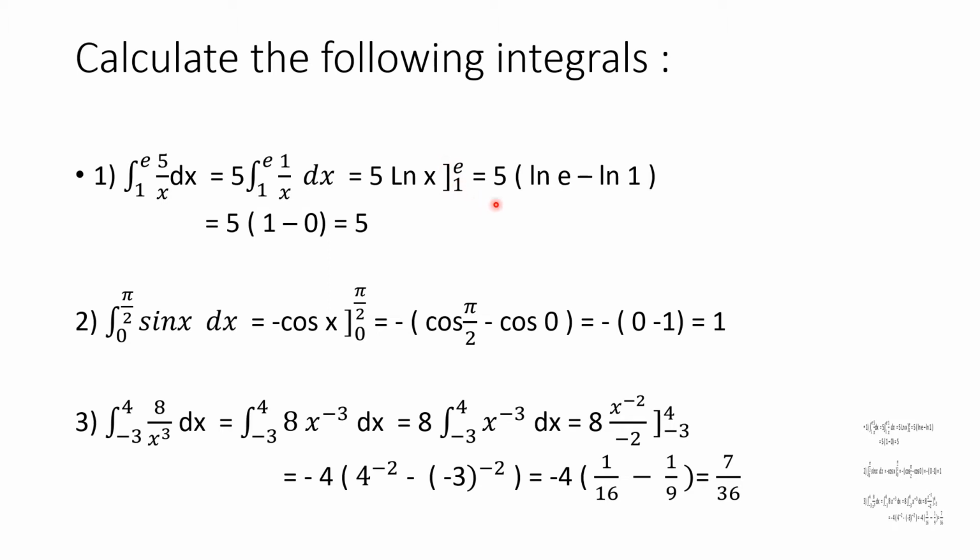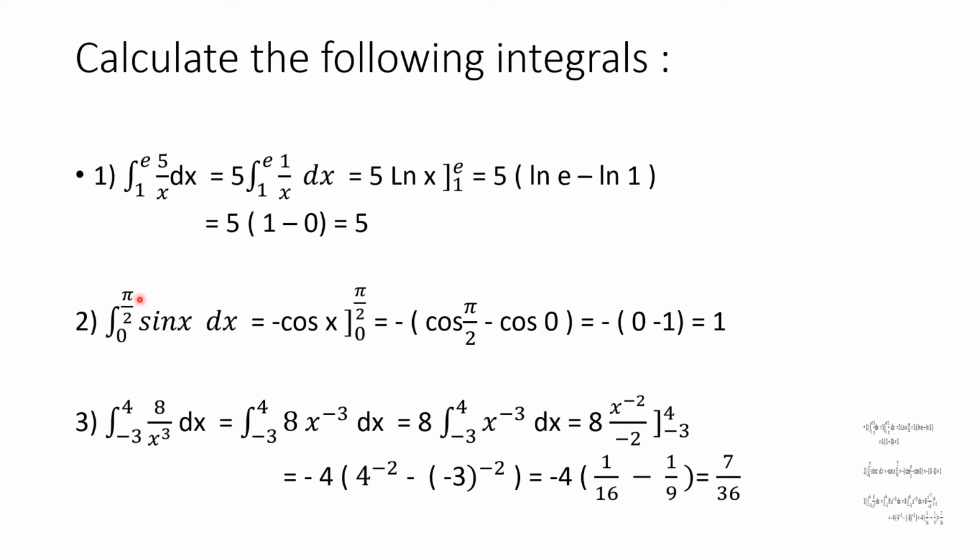It gives 5 (ln e minus ln 1), since we need to replace x by e, then x by 1. Calculating this expression, it gives 5 into (1 minus 0), so the final answer is 5.